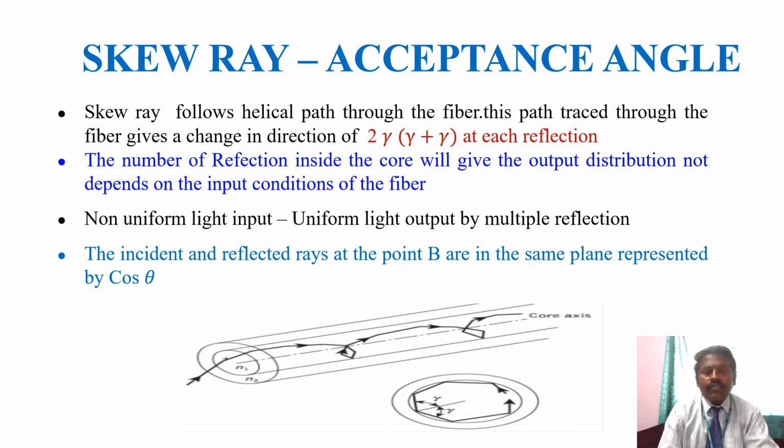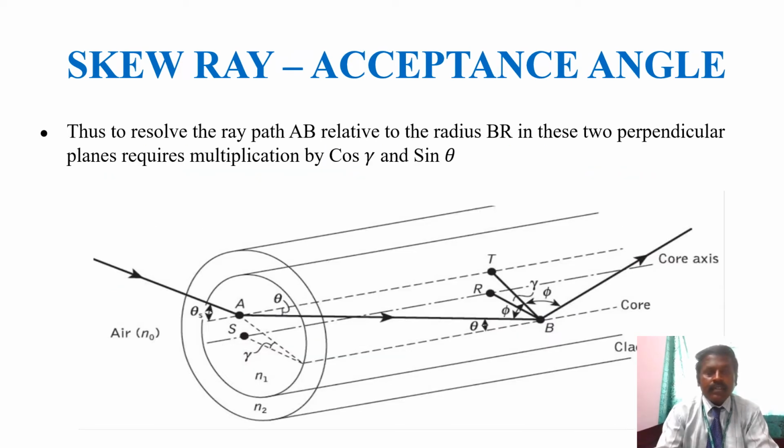The incident and reflected rays at the point B are in the same plane, represented by cos theta. Because of the many reflections inside the core, we are going to derive the equation for the acceptance angle. This acceptance angle is derived based on the core and cladding reflection, the angle between the incident ray and the reflected ray, and the distance. So these are all the things we have to maintain or calculate to find the acceptance angle.